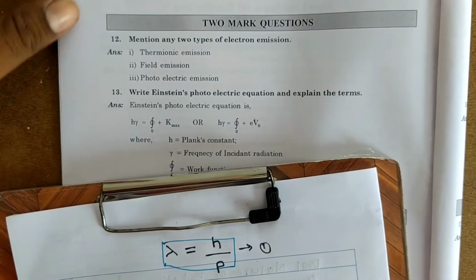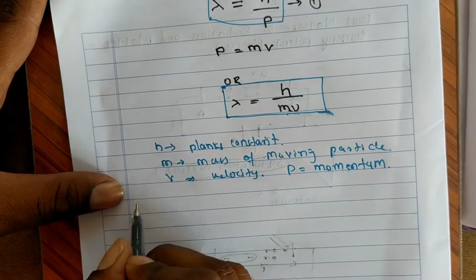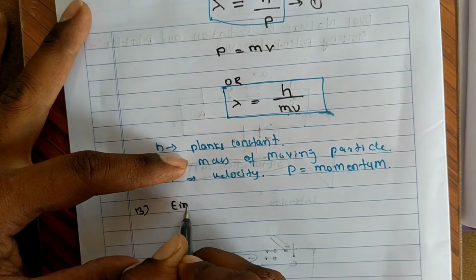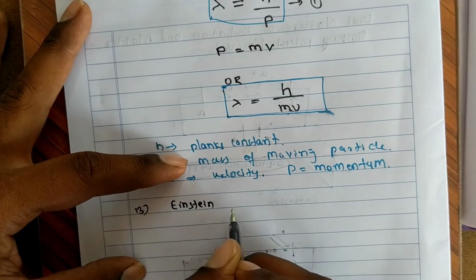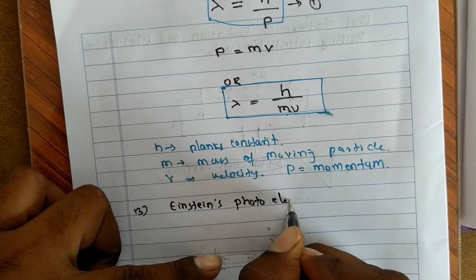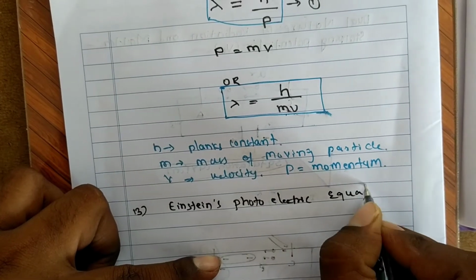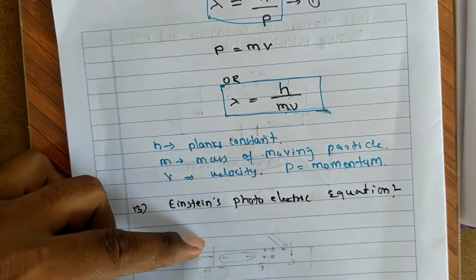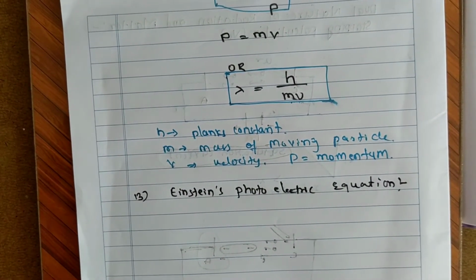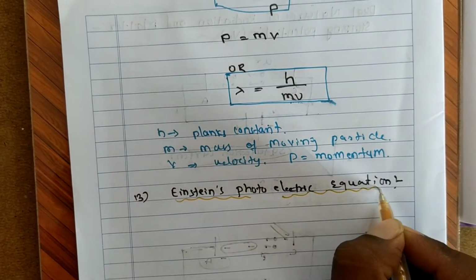Question number 13, Einstein photoelectric equation. Einstein photoelectric equation is asked as a 2 marks question. Einstein explained the photoelectric effect by using one equation. That equation is called the photoelectric equation.